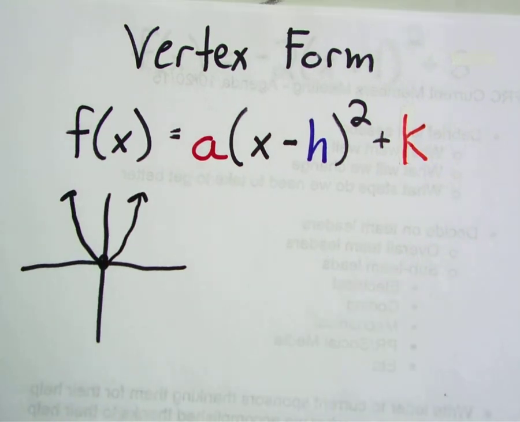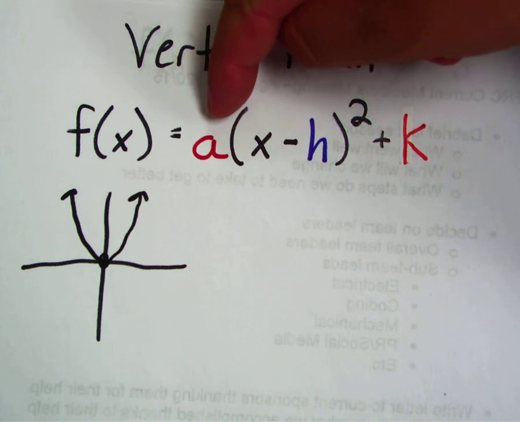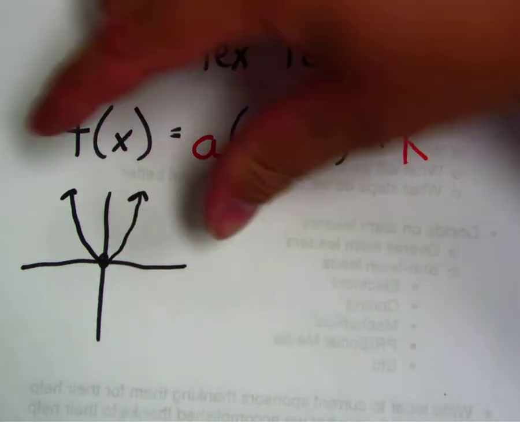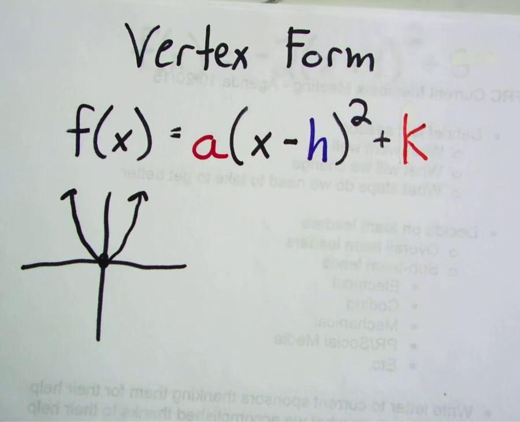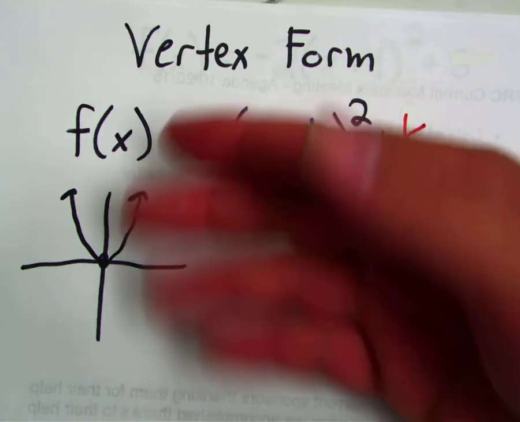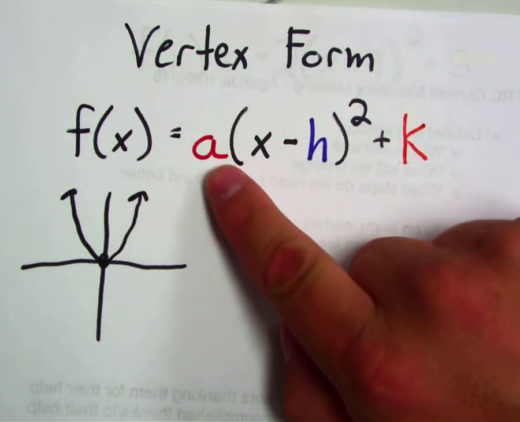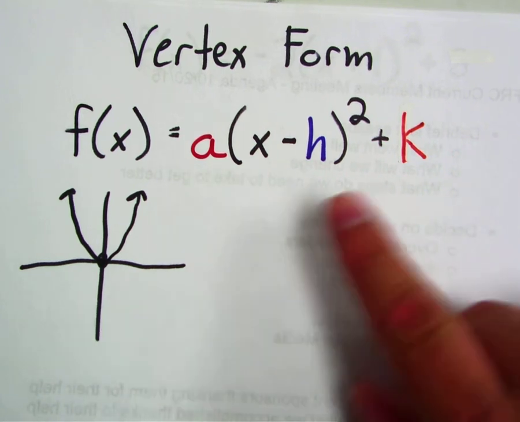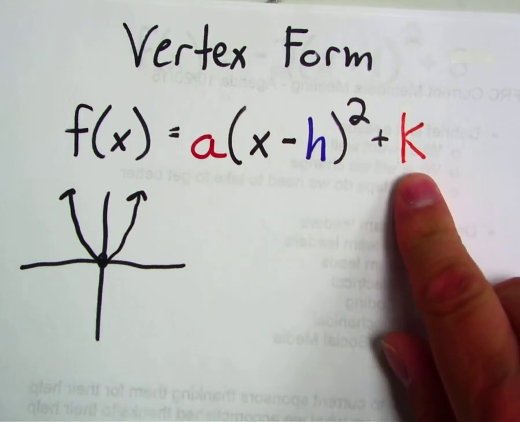Now, each of these constants, a, is going to tell us about a vertical stretch of this graph. So the bigger a is, the taller and skinnier our graph is. And it could also indicate a reflection over the x-axis. If a is negative, that function is going to open down instead of up. H and k, on the other hand, are going to be translations.